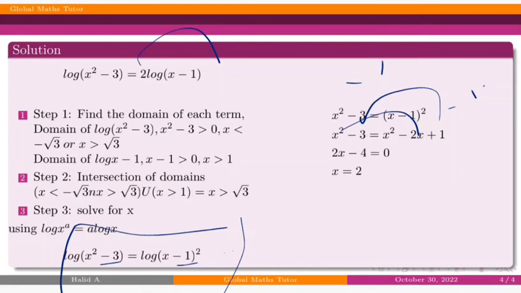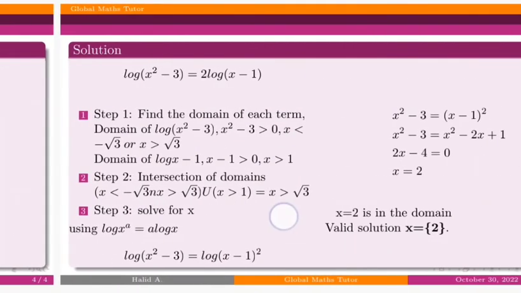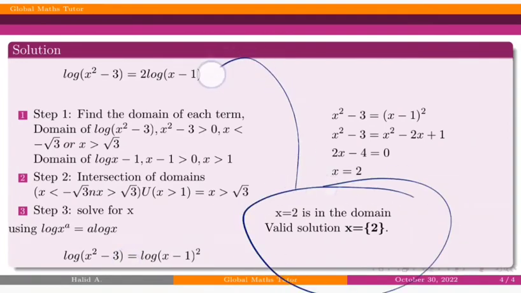After solving this, we need to check if it is a valid solution or not. It means x must be greater than radical 3. Radical 3 is about 1.7. So x must be greater than 1.7, and x is equal to 2. It is greater than 1.7. Therefore, it is a valid solution. The valid solution of this equation is x equal to 2.